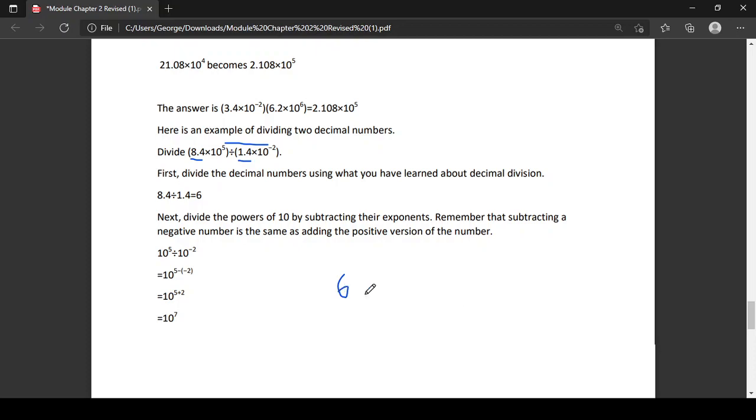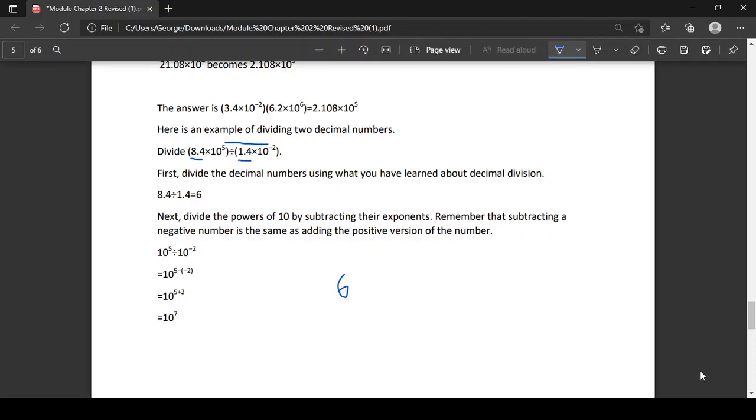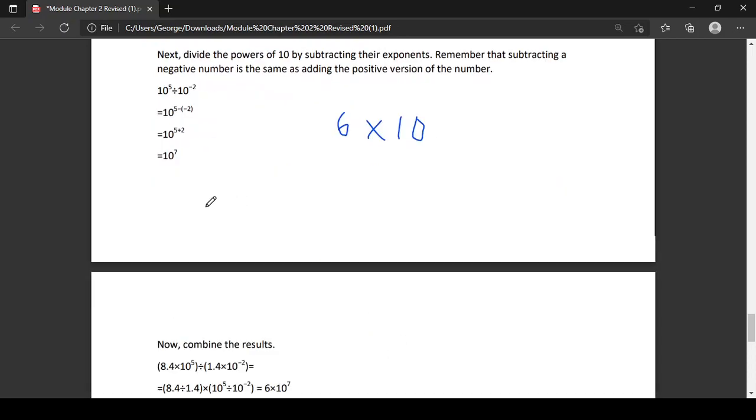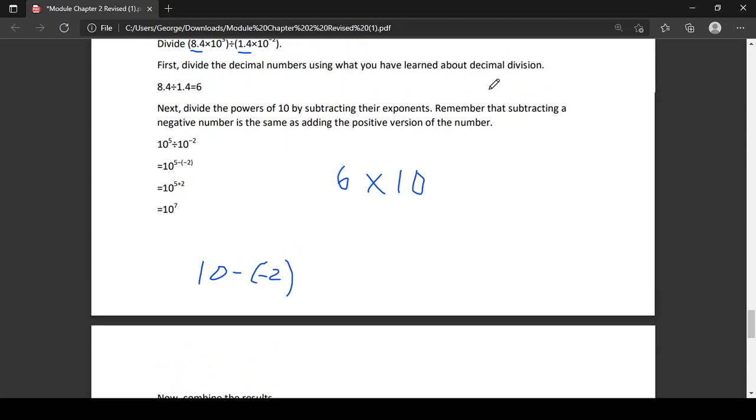Because 1.4 times 5 is 7, and 7 plus 1.4 is 8.4. Therefore, 8.4 divided by 1.4 is 6. Times 10. What is the exponent, kids? 10 minus negative 2. How much? 10 minus negative 2.